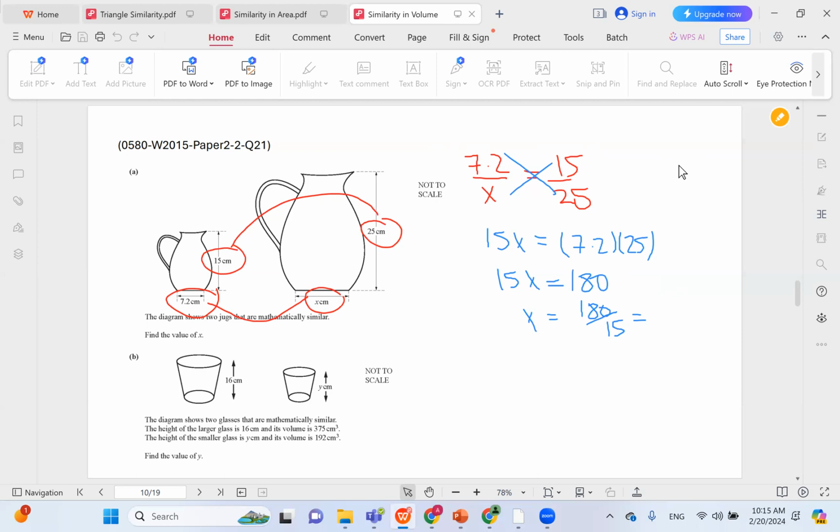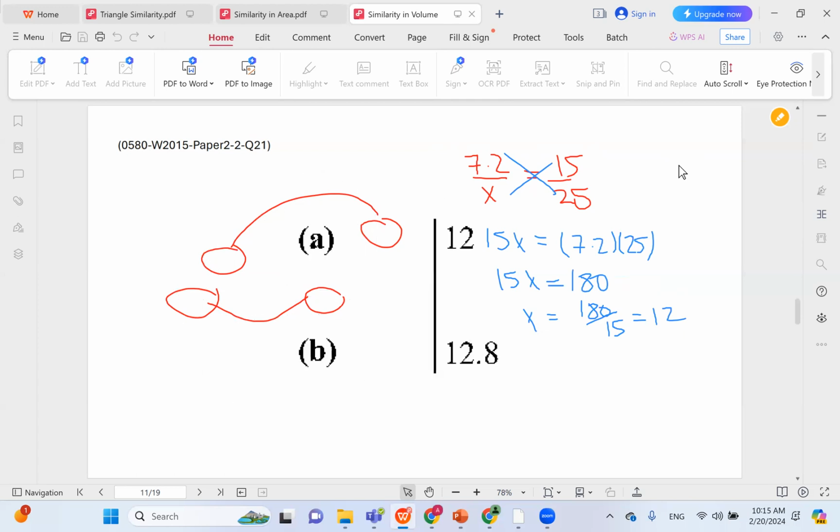And that gives us 12. So the answer to the first question is 12. Let's check the marking scheme. 12 is the correct answer for A.